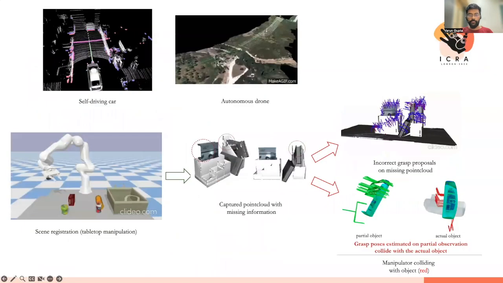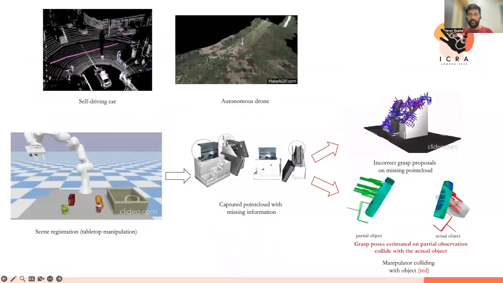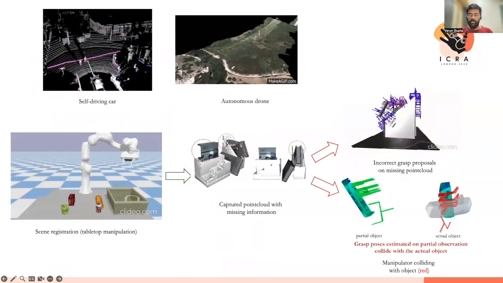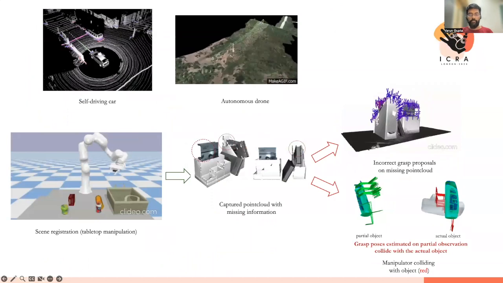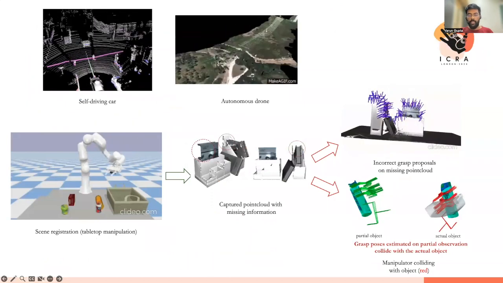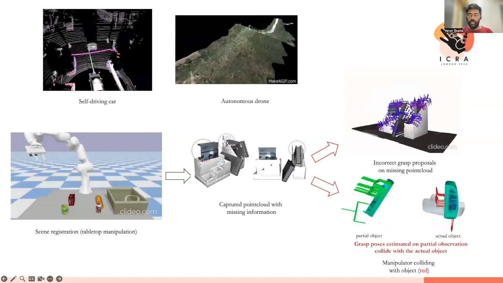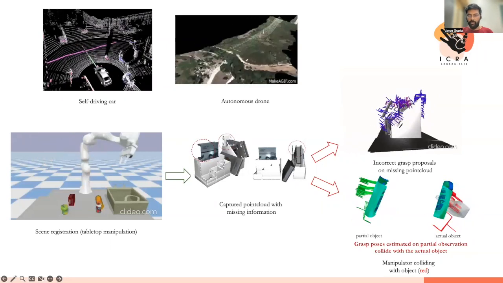Motivation. Many robotic agents, such as a self-driving car or an autonomous drone, rely on a complete representation of the scene to perform tasks successfully. However, real-world observations are partial due to self-occlusion or insufficient number of camera views.